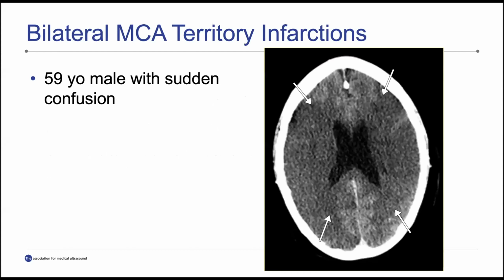Here's a 59-year-old male who presented with sudden confusion. This is part of a brain CT, and the arrows point to these areas of decreased density. All these dark areas are related to edema in a patient that has infarctions related to middle cerebral artery territory thrombosis. So as you can see here, there's diffuse edema in a patient with a stroke.